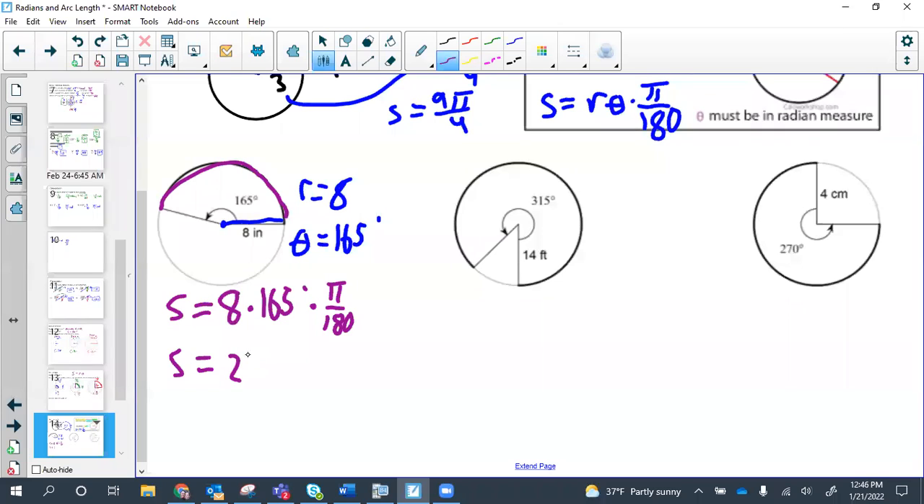So if the radius is 8 inches and the angle is 165 degrees, then this whole arc is 23 inches. Okay? Let's hurry and do 2 more. So for this next one, our radius is 14.